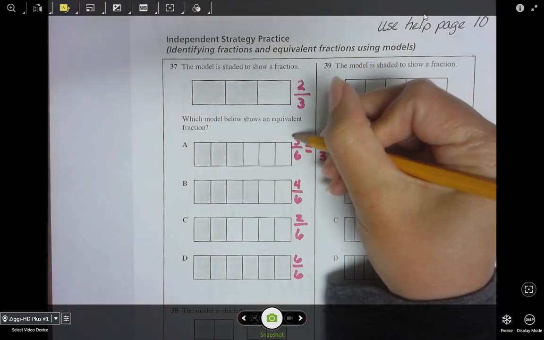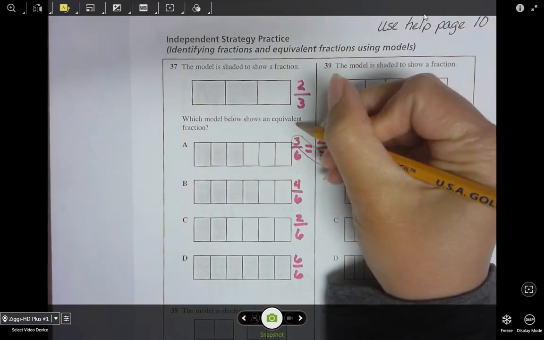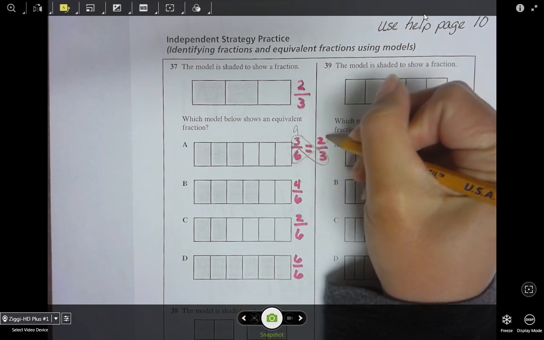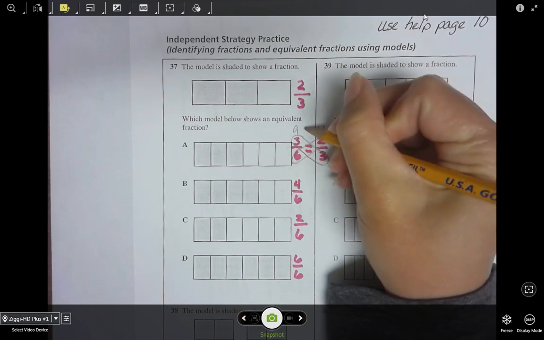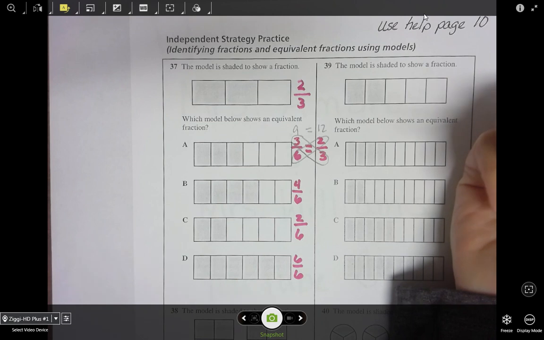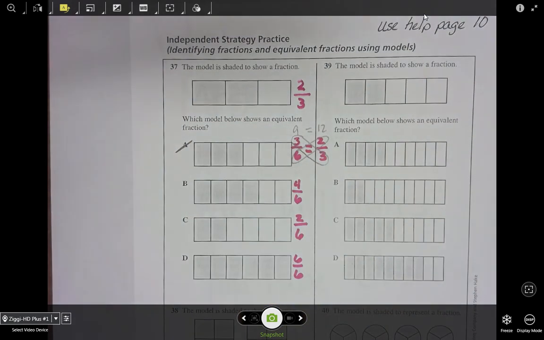So we would say 3 times 3 is 9. And 6 times 2 is 12. Is 9 equal to 12? No. Nope. So we know that A is not our correct answer.